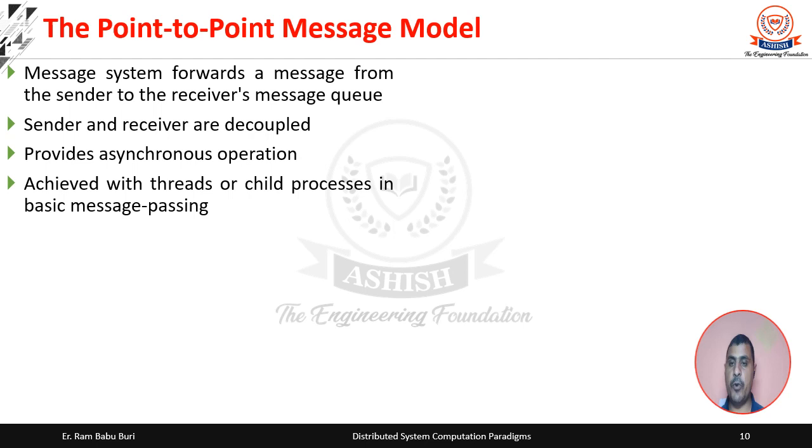In the point-to-point message model, the message system forwards a message from the sender process to the message queue of the receiver process. This allows the sender and receiver processes to be decoupled from each other. The sender process does not need to know anything about the receiver process, such as its address or its current state. The receiver process does not need to be waiting for a message when the sender process sends a message.